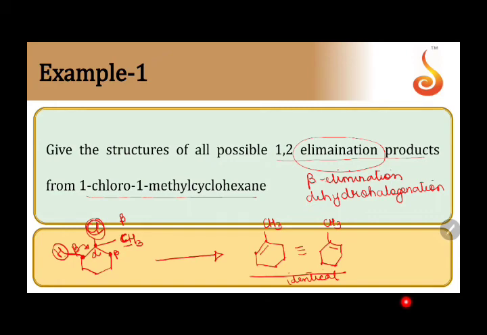There is one more beta carbon and that is this. If we lose a hydrogen from here, this becomes CH2, and between this carbon and this carbon we will have a double bond, that is this compound. So how many structures are possible? Only two structures are possible, either this one or this compound.